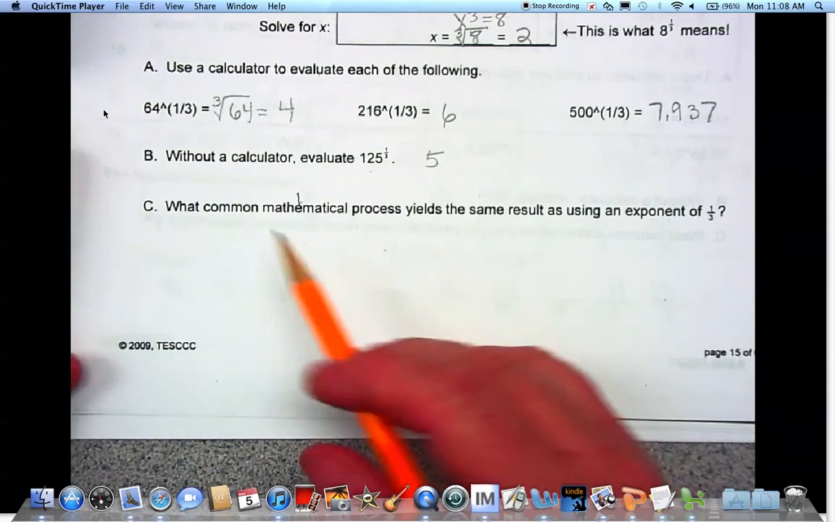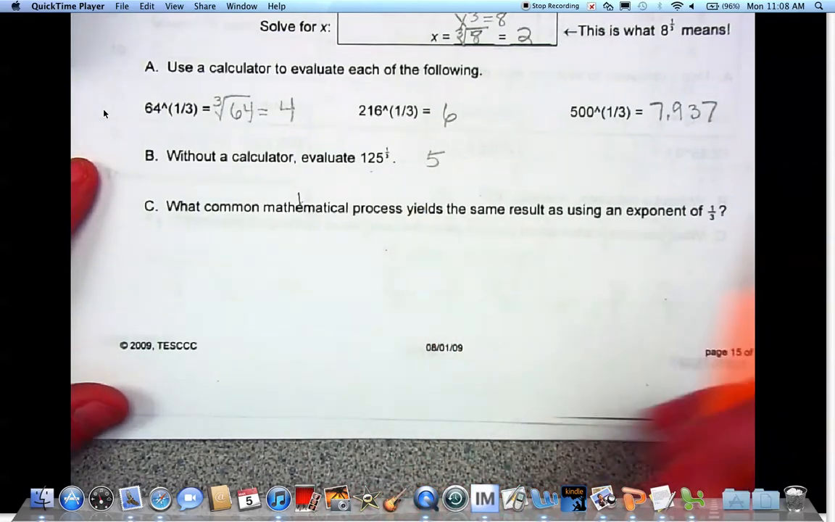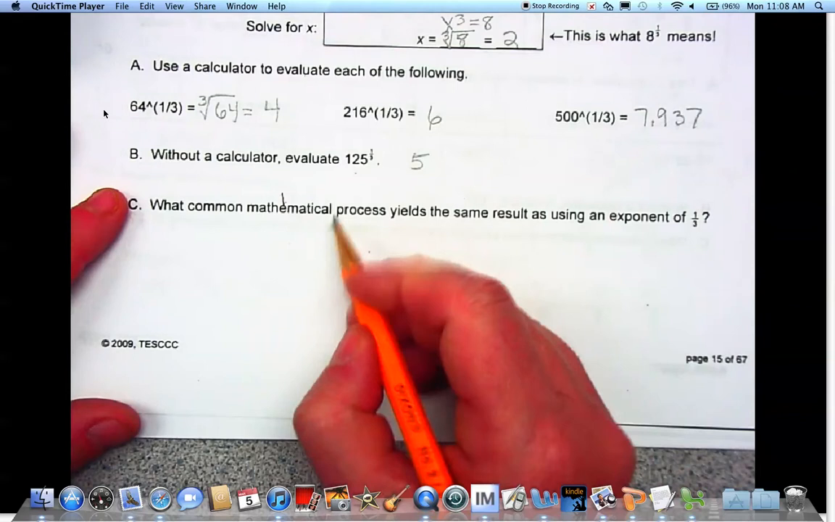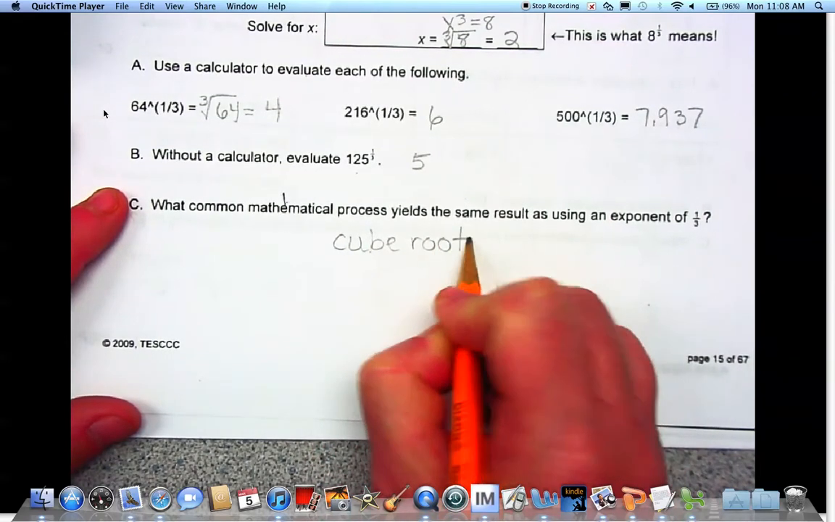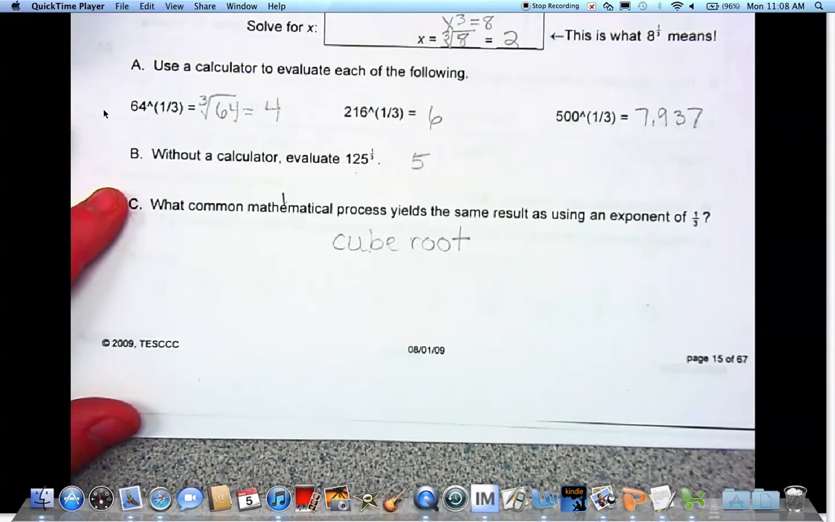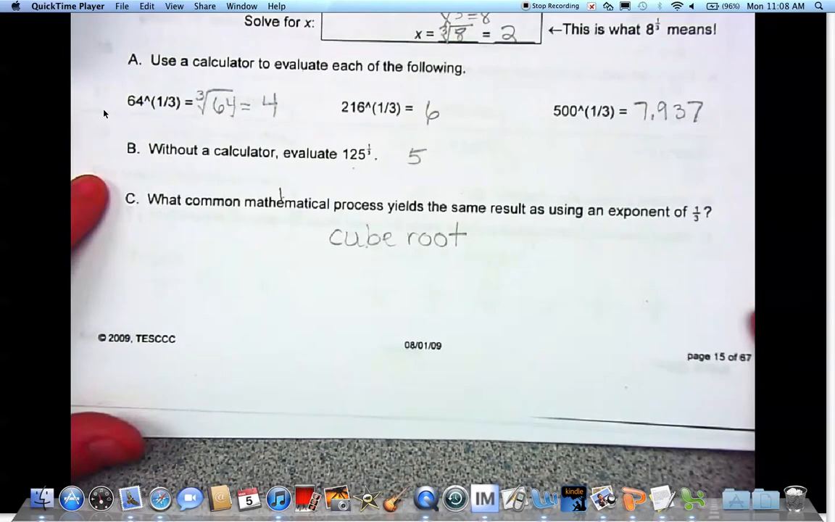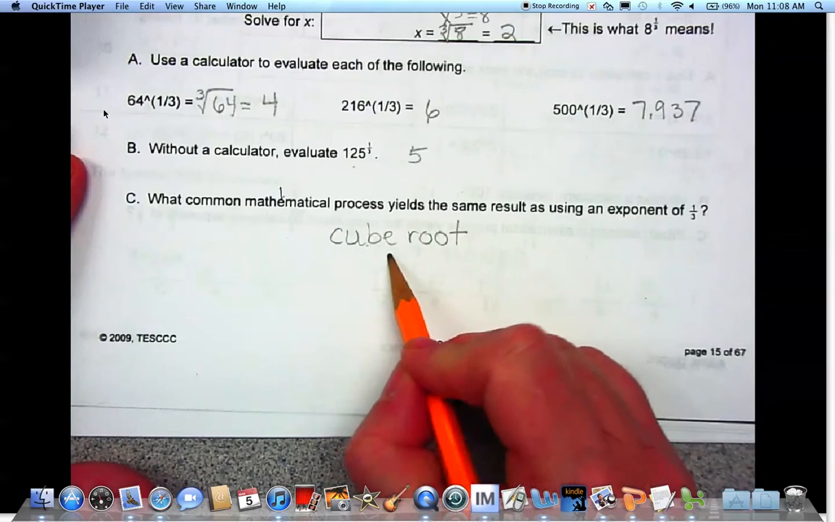Okay. So what common mathematical process yields the same result? Cube root. Write down cube root. We got cube root here? Allie and Macy and Jared, y'all write cube root down here?